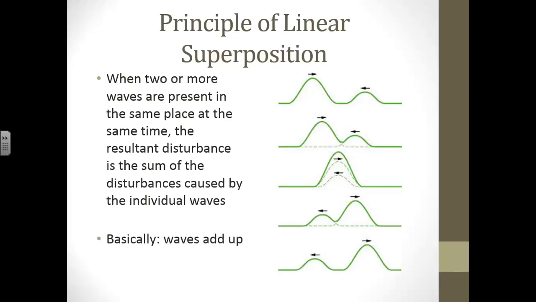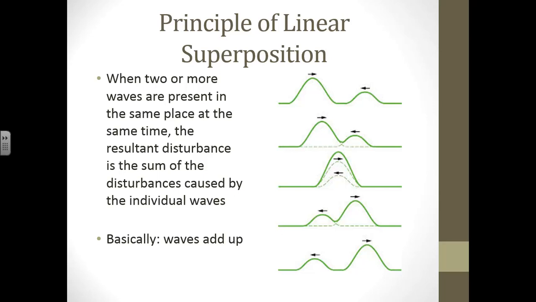And I have a little picture here on the right which kind of describes what happens. When two or more waves are present in the same place at the same time, the resultant disturbance is the sum of the disturbances caused by individual waves. What this means is that when waves interact with one another, they add together, or they maybe cancel each other out if one was a downward wave and one was an upward wave.